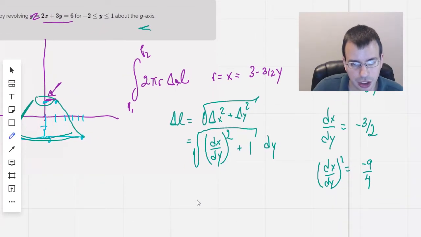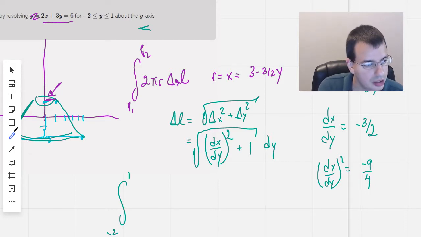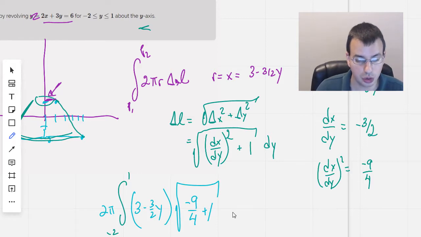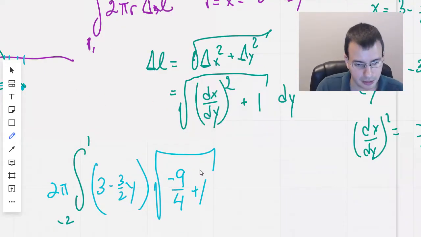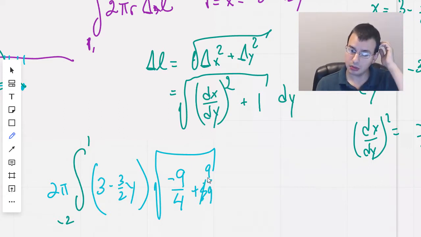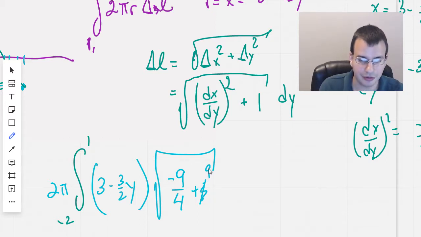And so we can then rewrite our big equation as the integral from negative 2 to 1. We'll factor out the 2 pi. We have our r, which is 3 minus 3 halves y, and then we have the square root of 9/4 plus 1. Okay, this one's not going to be too bad here because we can rewrite this 1 as 4 over 4, common denominator.